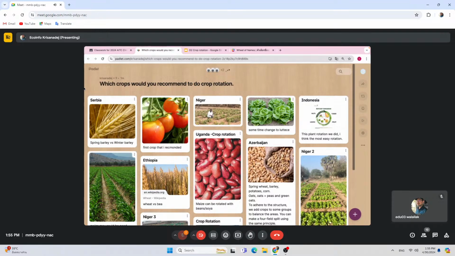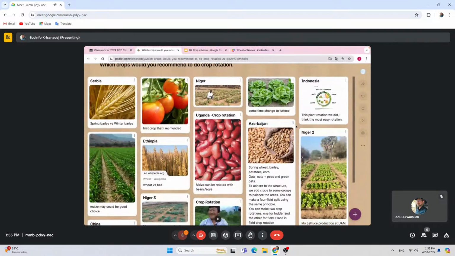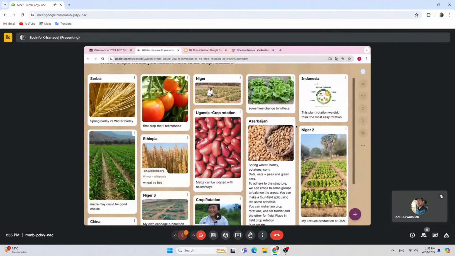Don't forget to put your country's name on top so you can edit. If you forgot, you can just click on the three buttons here, and you can edit your info. So you can put your country.